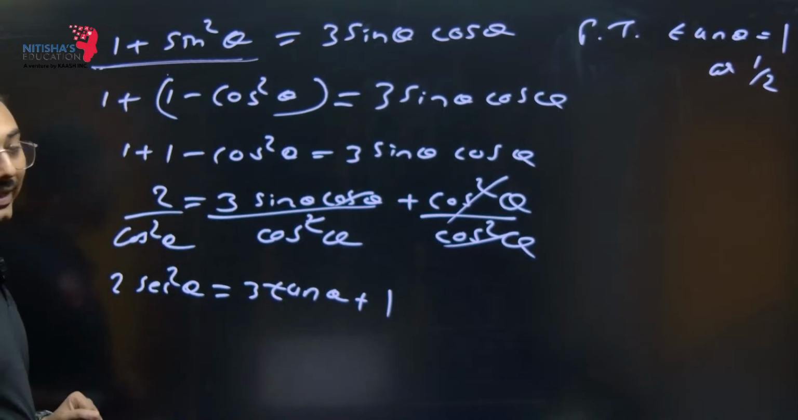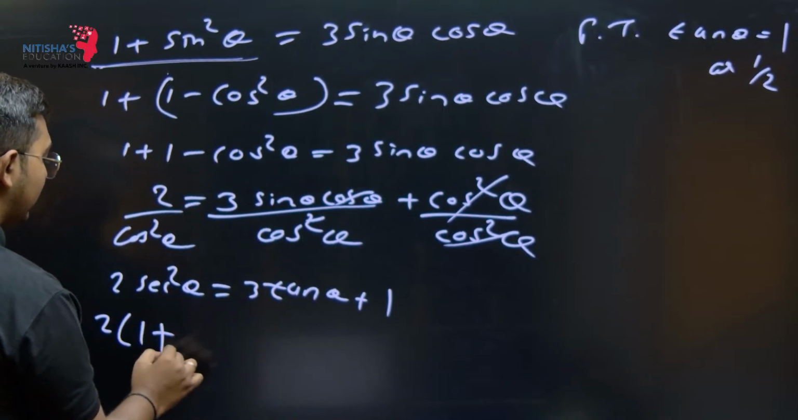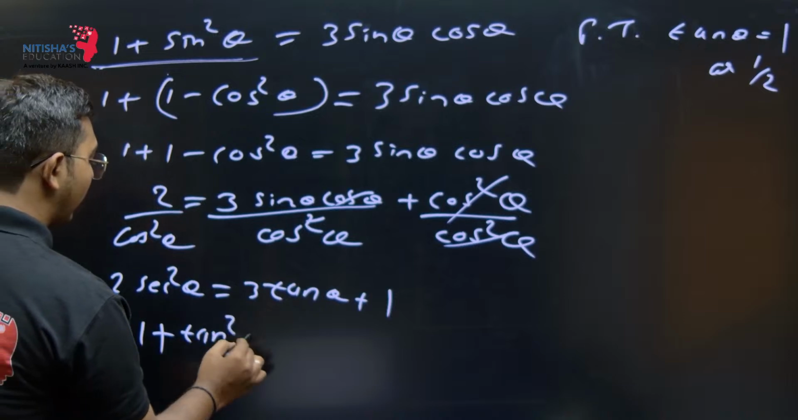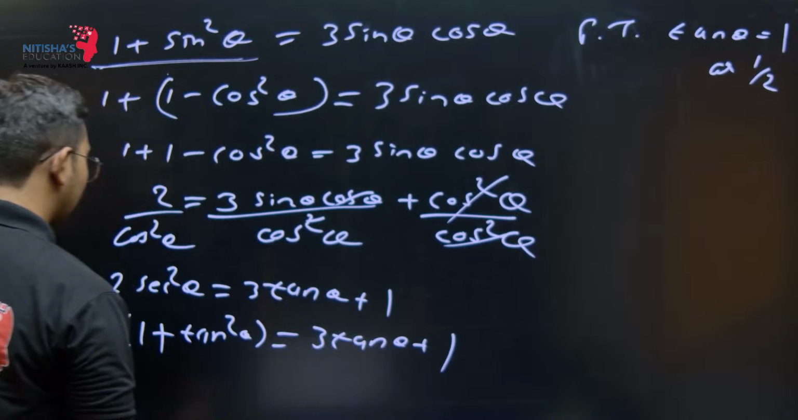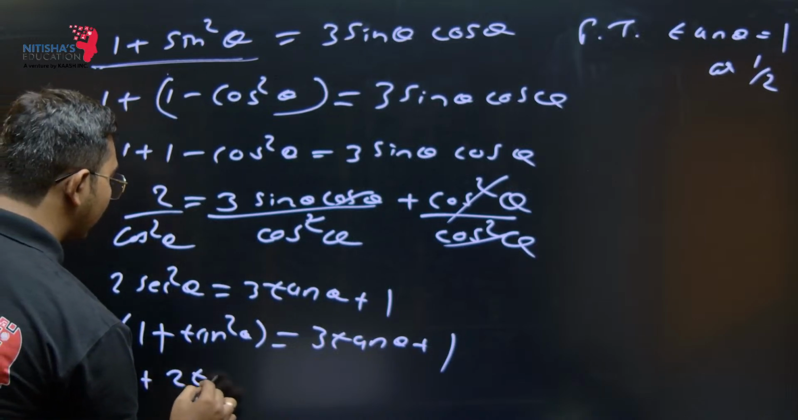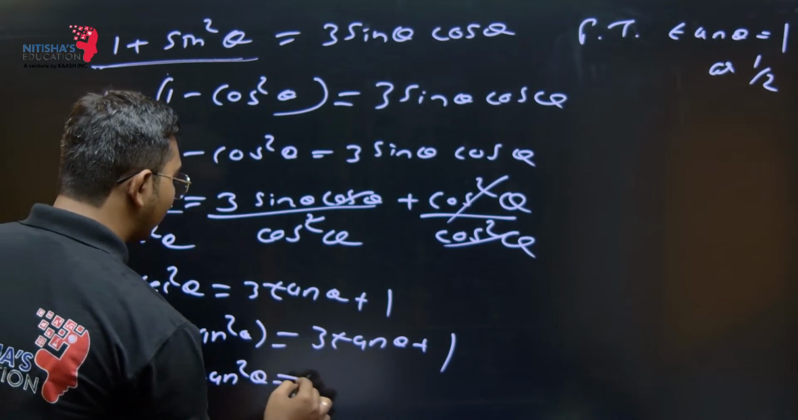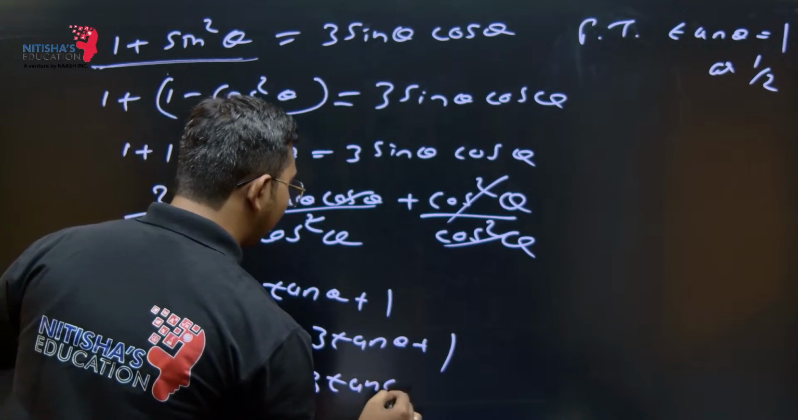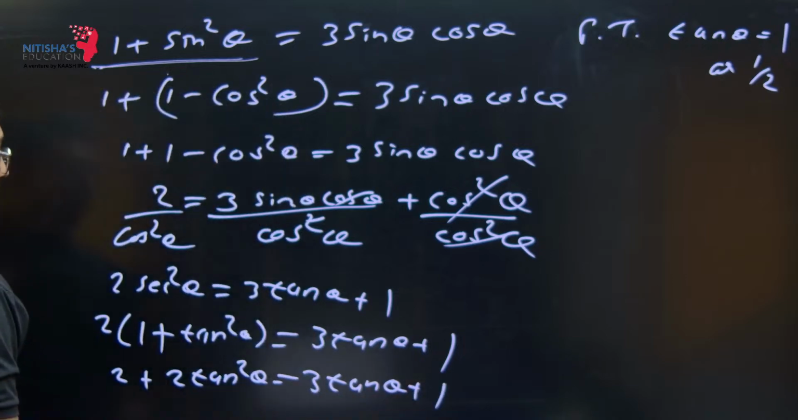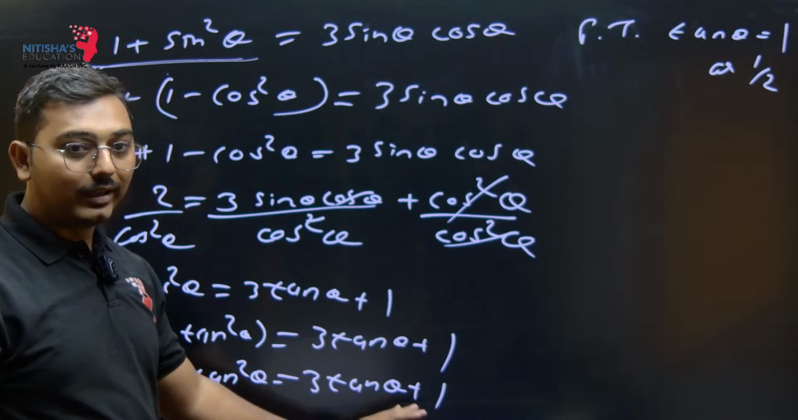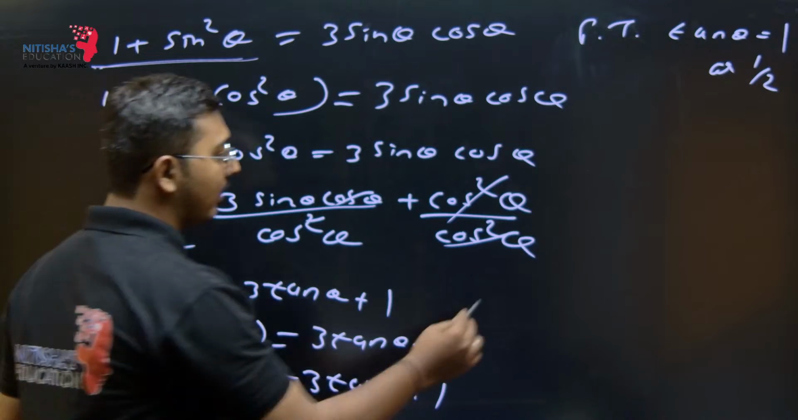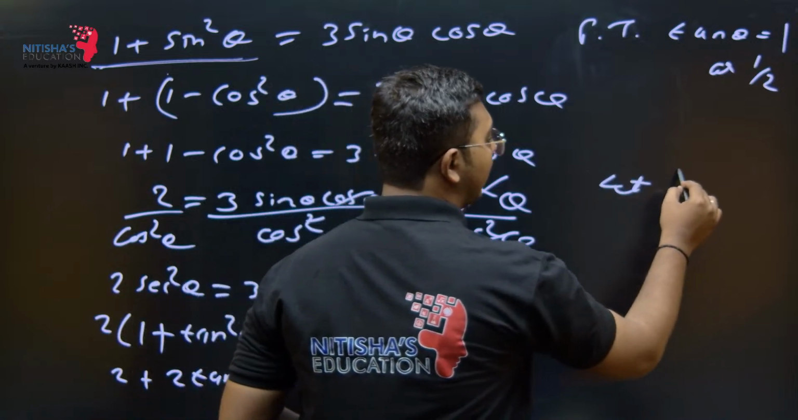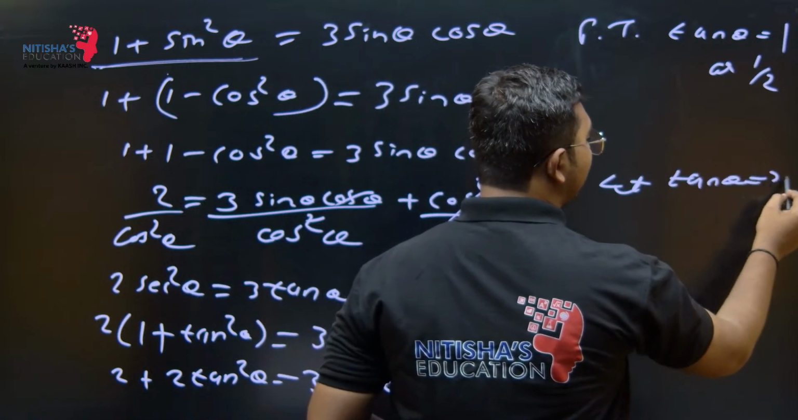Yes, and sec square theta is 2 times 1 plus tan square theta is equal to 3 times tan theta plus 1. So 2 plus 2 times tan square theta is equal to 3 times tan theta plus 1. Now this is a form of a quadratic equation. Let tan theta be equal to x.